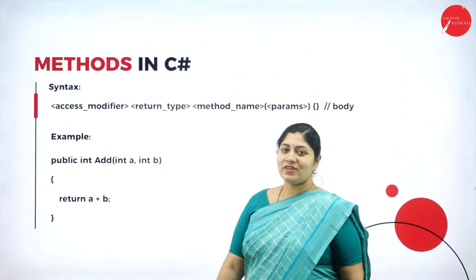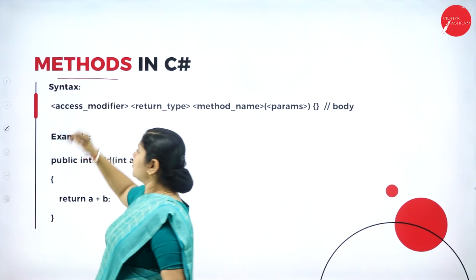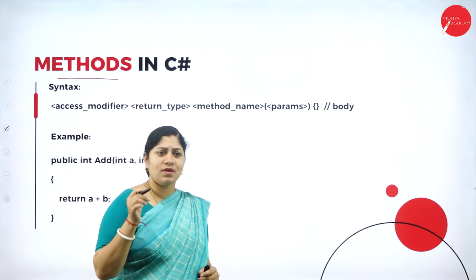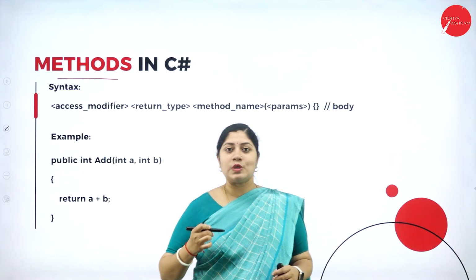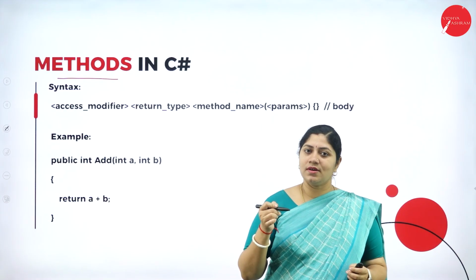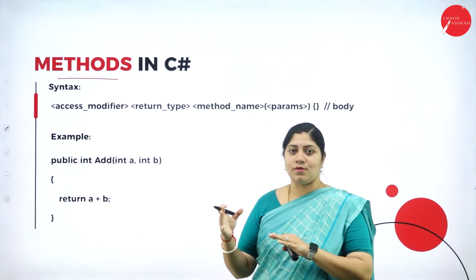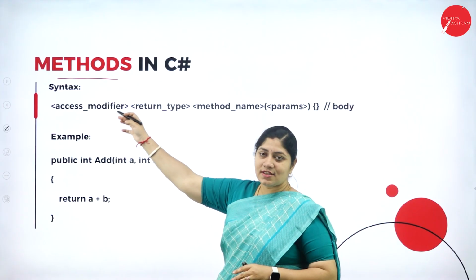So let's move forward. Over here, methods in C#. A method is nothing but a block of code which runs only when you give a call. You can utilize this method with parameters, so you can use this in order to define a value. Okay, so let's see the syntax.